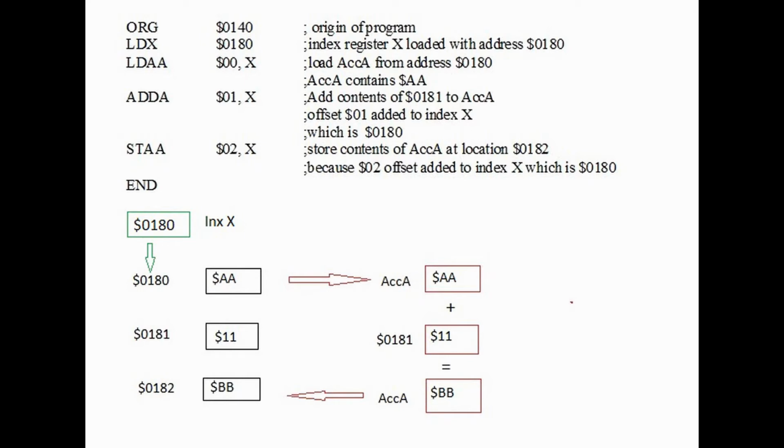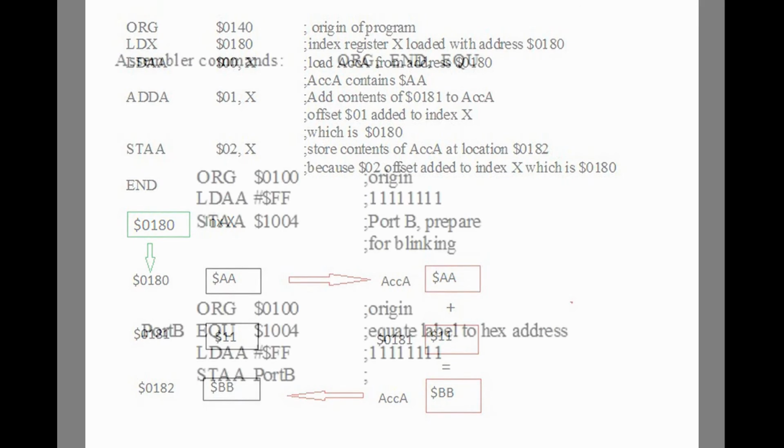What we have done is to use index register X to point to certain memory locations, and then we can load from the memory location, or else we can store to the memory location. Once again, it's the index register X that's pointing us in the direction that we want to go.